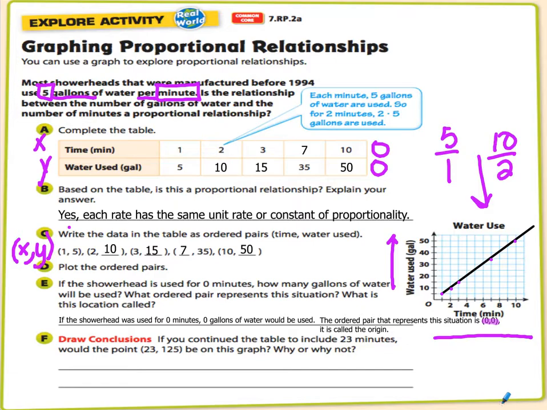This ordered pair is called the origin. The origin is really important when it comes to graphing and proportional relationships, because if the line does not go through the origin, the graph does not represent a proportional relationship. In this case, since in 0 minutes it would use 0 gallons of water, I can extend this line through 0, 0 and show that this indeed is a proportional relationship.